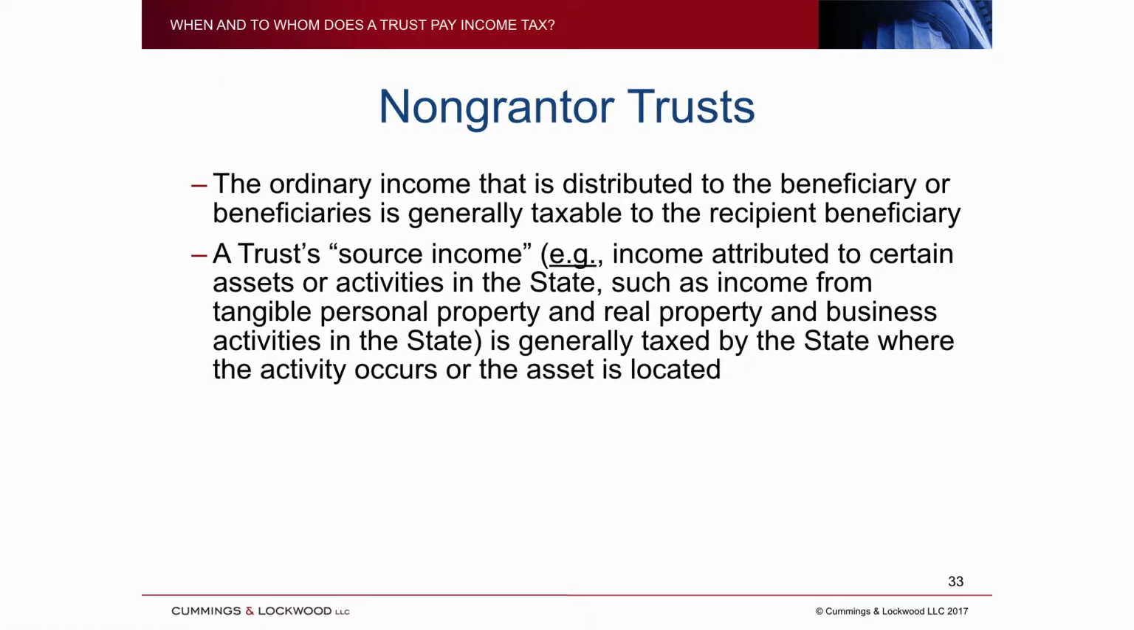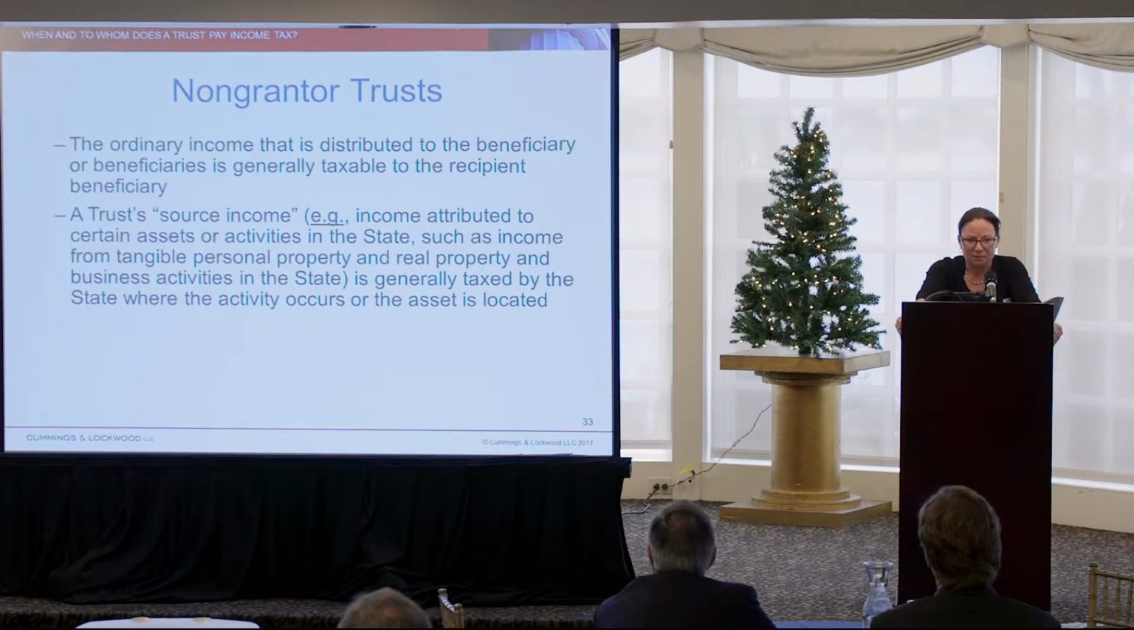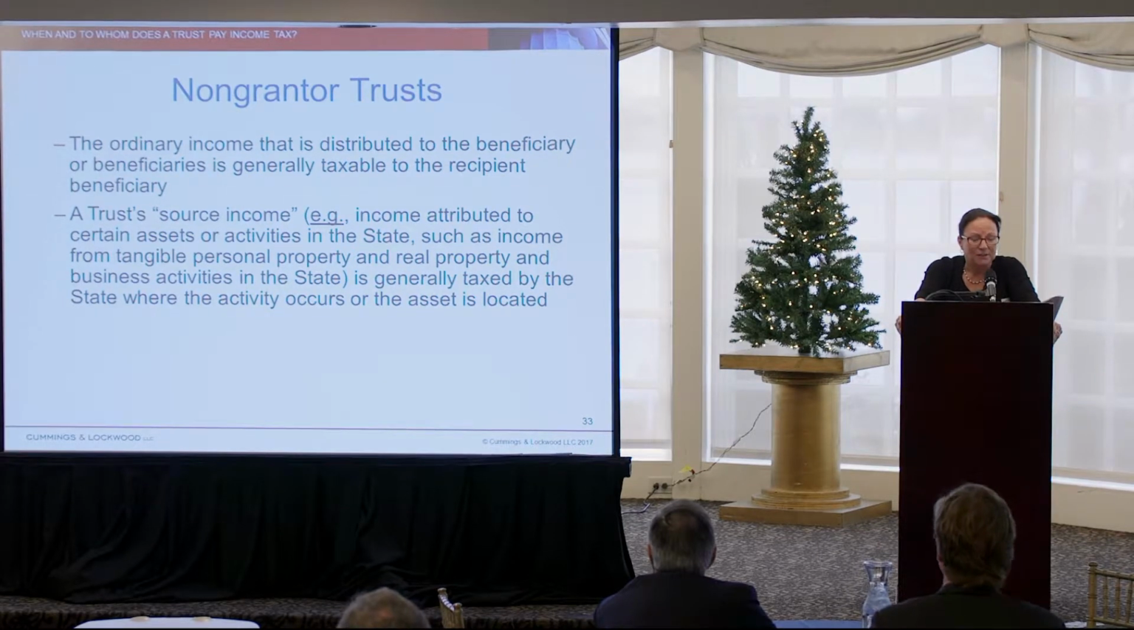There are two basic premises about non-grantor trusts that pretty much universally apply. First of all, the ordinary income that's distributed to the beneficiary or beneficiaries of a non-grantor trust is generally taxed on the beneficiary's personal income tax return. So if it's going out of the trust, it's going to be taxed to the beneficiary as opposed to the trust. A trust's source income, which is income earned on assets or businesses in a particular jurisdiction or state, will be taxed by that state. So if you have a business or real estate, let's say, in New York, and you're getting rent from that, the trust will pay tax to New York on that rent.